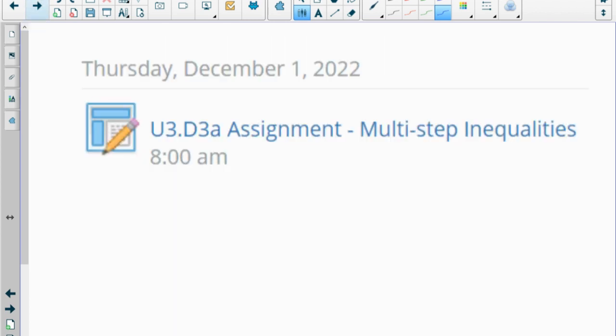All right, the rest of the time should be spent working on the practice assignment. You can find that in Schoology. It'll open up in Kami, and I believe there are just 6 problems to take a look at today.